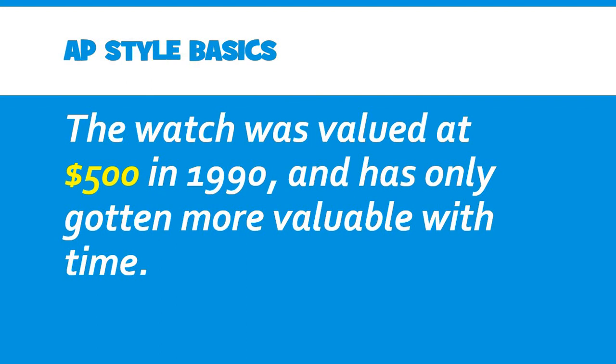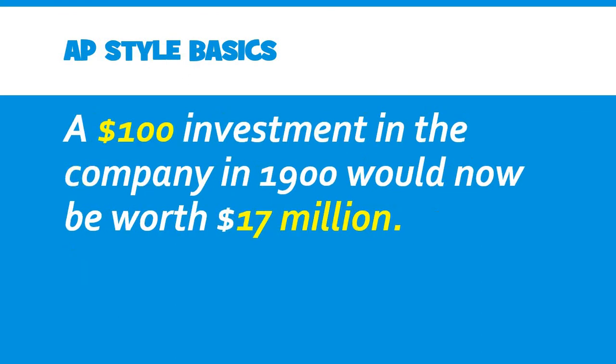We don't say 500 dollars. The $ sign acts as the word dollar, so we don't have to write the word dollars. Just the $ sign will work just fine. We say something like a $100 investment in the company in 1900 would now be worth $17 million. This is once we get past $999,999. We follow the same rule as numbers in that we use a $ sign, a 17, space, and the word million.